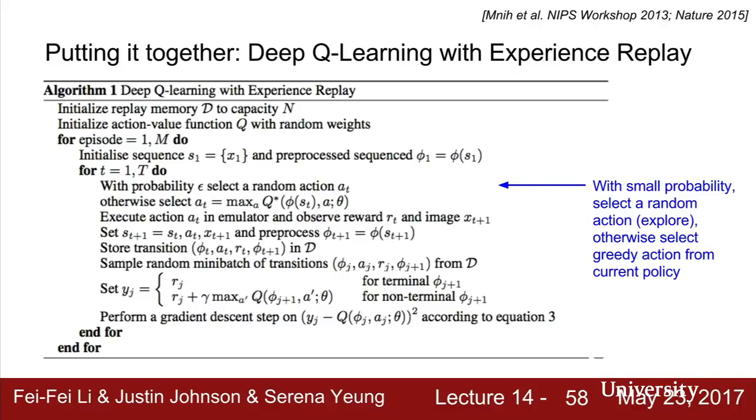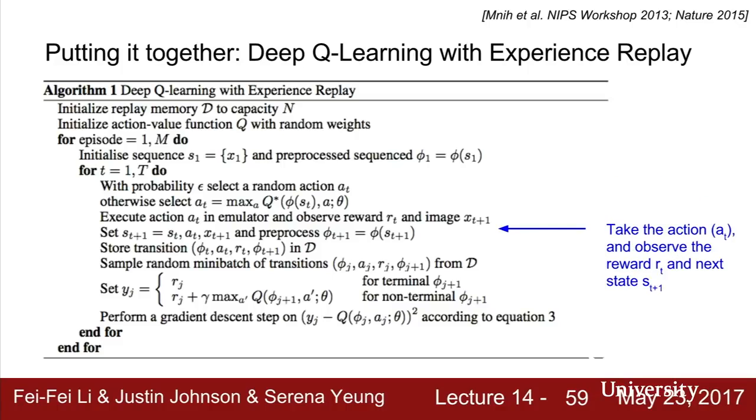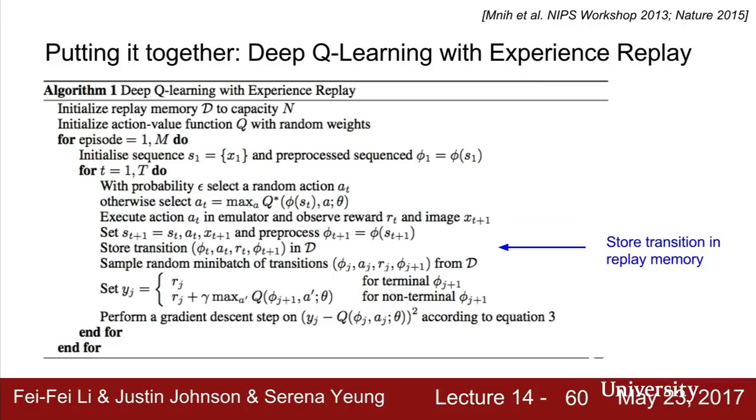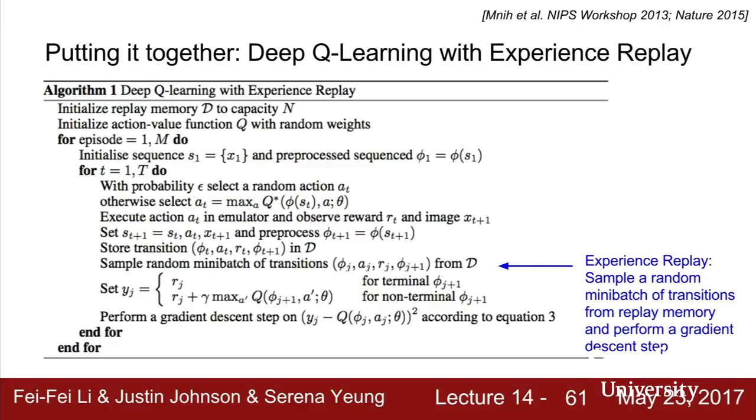Most of the time we'll take the greedy action that we think is a good policy, of the type of actions that we want to take and states that we want to see, and with a small probability, we'll sample something random. Then we'll take this action, a_t, and observe the next reward and the next state, r_t and s_{t+1}. And then we'll store this transition in the replay memory that we're building up.